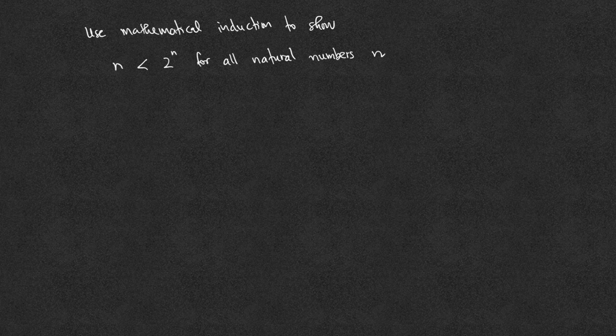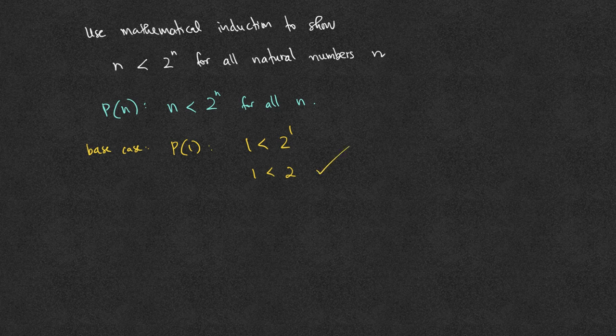The statement P sub n is n less than 2 to the n for all natural numbers n. To show this using mathematical induction, we will need to show the base case and the induction case. The base case is the case when k equals 1. When k equals 1, P of 1 is the statement 1 less than 2 to the 1. It is true because 1 is less than 2.